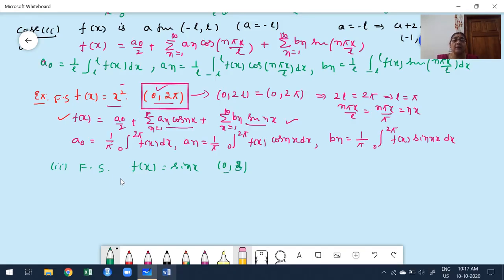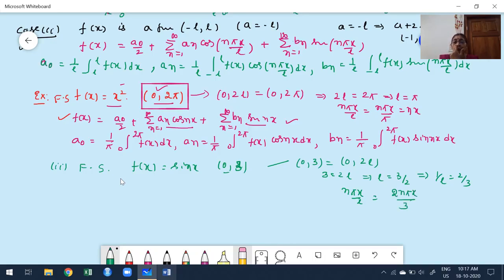Whenever the interval starts from 0, I go for which case? First case. Going for the first case means, first you identify the value of L. How to identify the value of L? Equate to the general limit of the first case, 0 to 2L. 3 is equal to 2L. That implies what is my L? 3 by 2. That implies 1 by L is 2 by 3. Therefore, what is my n pi x by L? 1 by L is 2n pi x by 3.